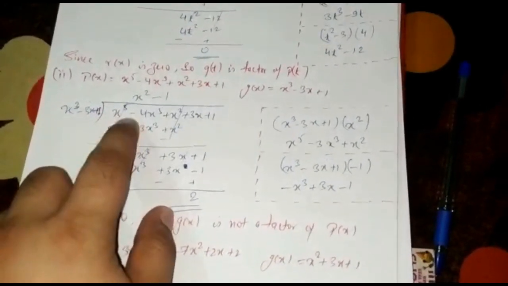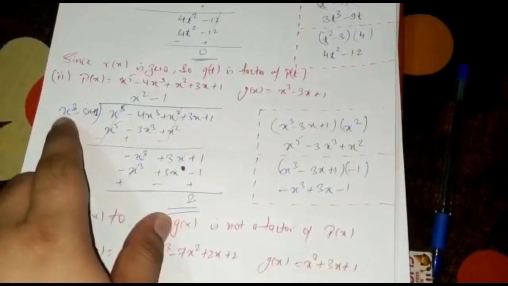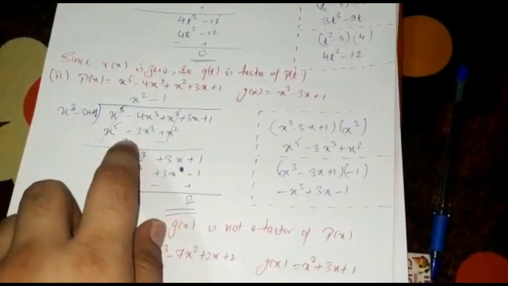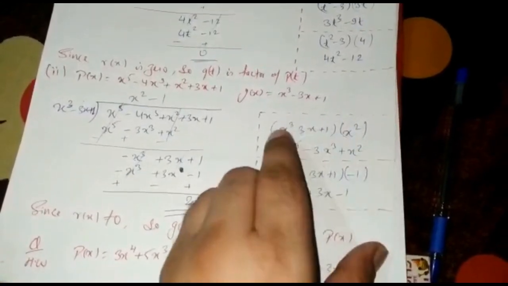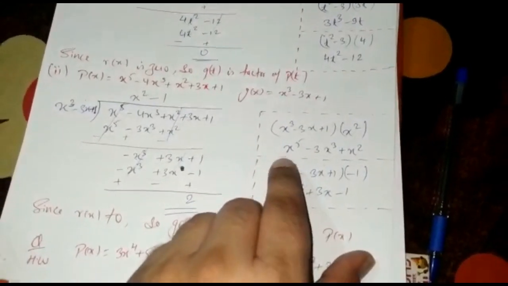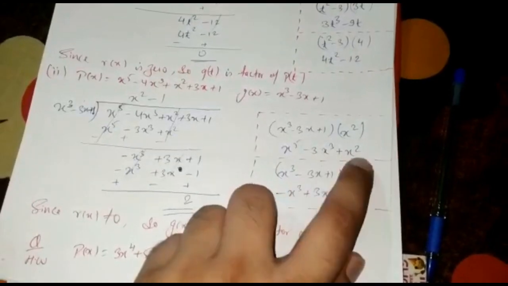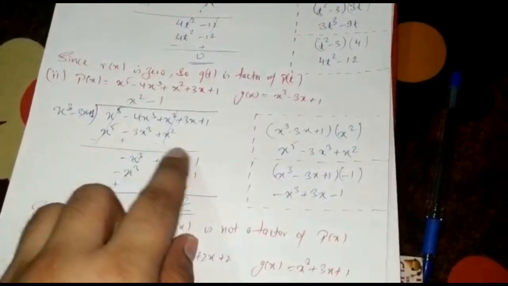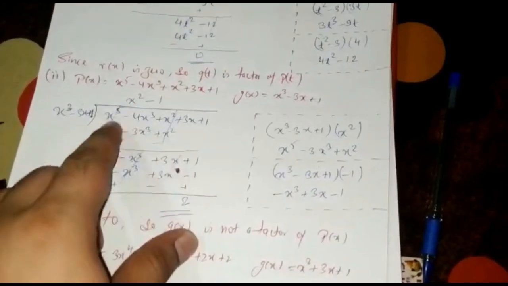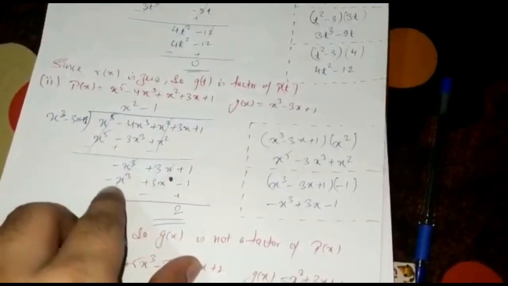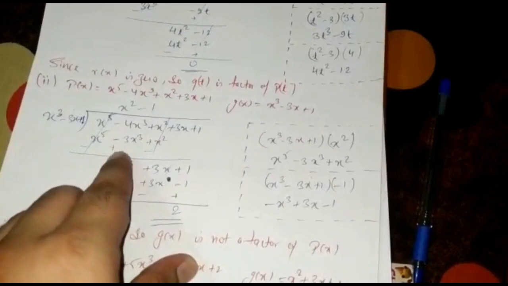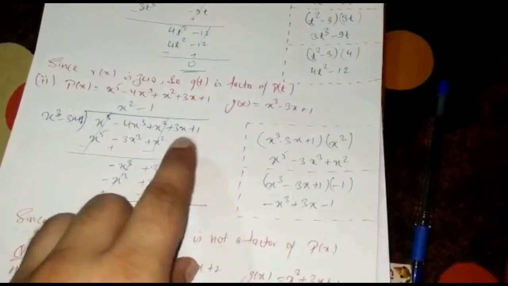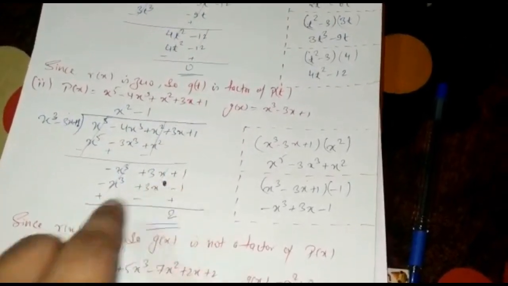So here is x to the power 5. What do we have to multiply this by to get x to the power 5? It is clear that we have to multiply it by x square. So when we multiply it by x square, it becomes x to the power 5 minus 3x cube plus x square. We just write it here and change the sign. This will cancel out. So minus 4x cube plus 3x cube gives minus x cube plus 3x plus 1.